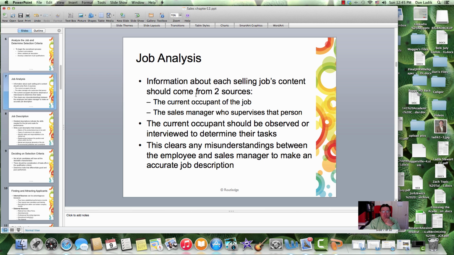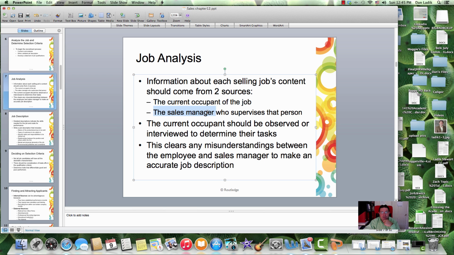Job analysis. So there's usually two different sources where we get the job analysis information. We usually can get it from whoever currently has the job. And we could get it from the sales manager who supervises that person. It may or may not be the case that this person is available. It could be the case that this person left, or this person got fired, or this person's not available.